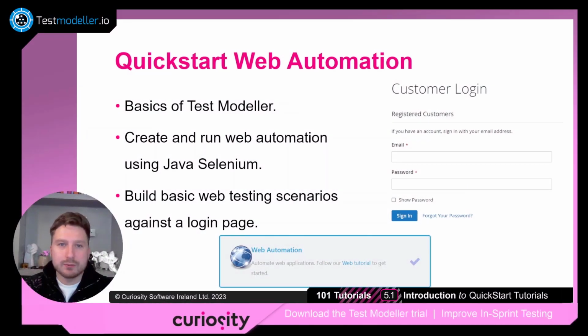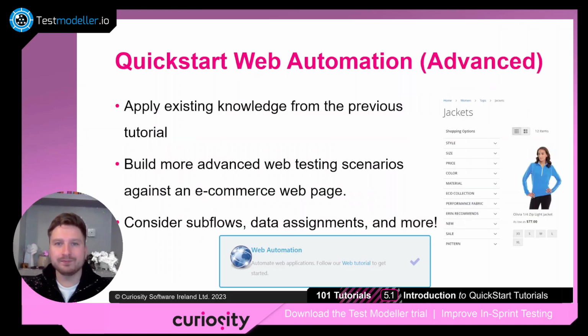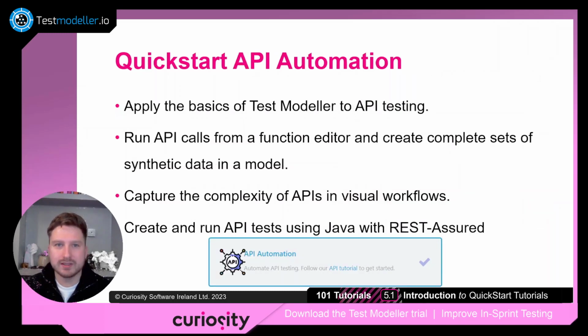Now, the first available tutorial is the Quickstart Web Automation. This is the basic version, which runs you through the basics of Test Modeler and how to build and run your first tests using Java Selenium. We'll then move on to a more advanced version of that tutorial, where we can apply some of that existing knowledge and build much more complex scenarios and run those tests as well.